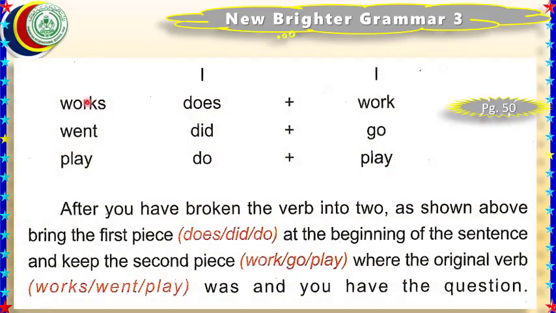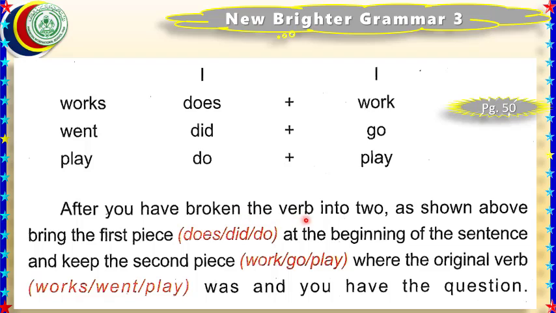Yes, students, if there is a verb written with S, works, we shall split it into does work. Does will come at the beginning of the sentence, and works will change into work. If there is went in the sentence, it will be changed into did go. We shall write did in the beginning of the sentence, and went will change into go. If there is play in the sentence, it will change into do play. We shall write do in the beginning of the sentence.